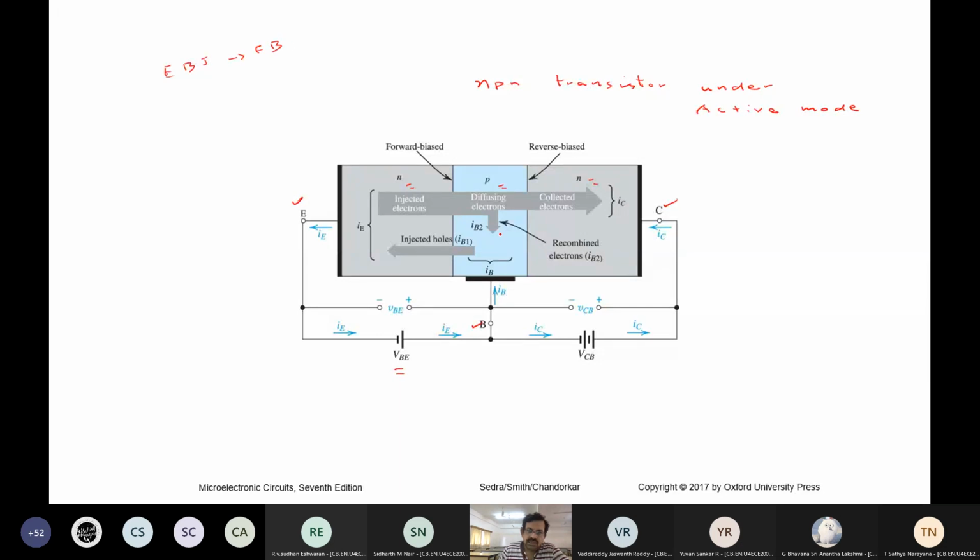Now here base, this is my base, you can see the B here. This is my emitter, this is my collector.